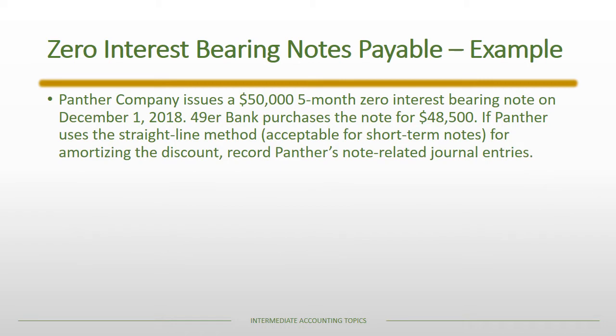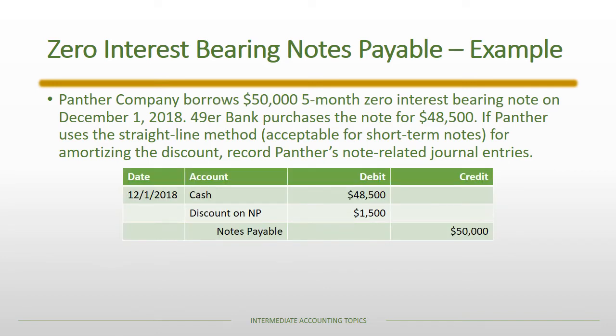So as an example, Panther Company issues a $50,000 5-month zero interest-bearing note on December 1st, 2018. 49er Bank purchases the note for $48,500. In this case, Panther is going to use the straight line method, which is acceptable for short-term notes, for amortizing the discount.